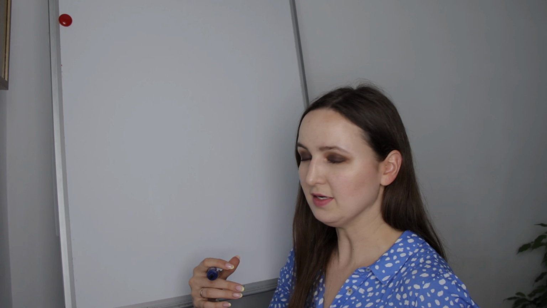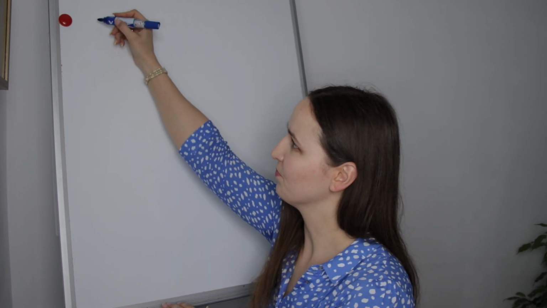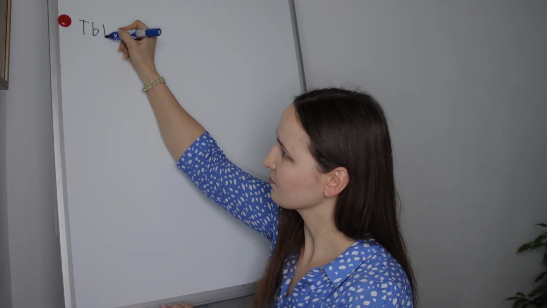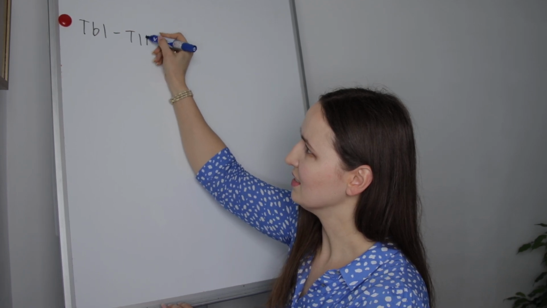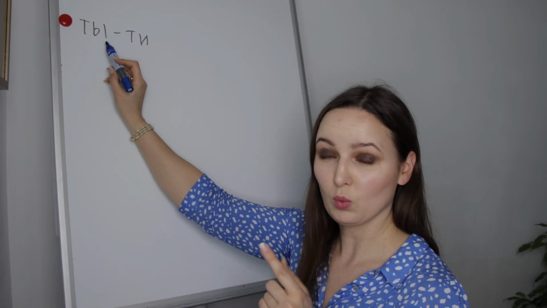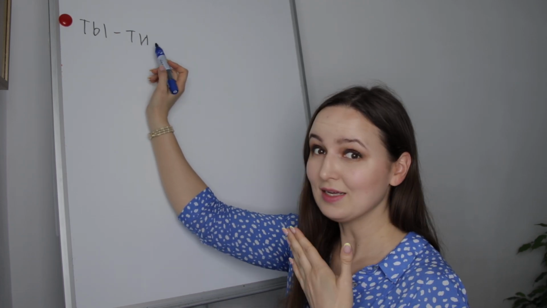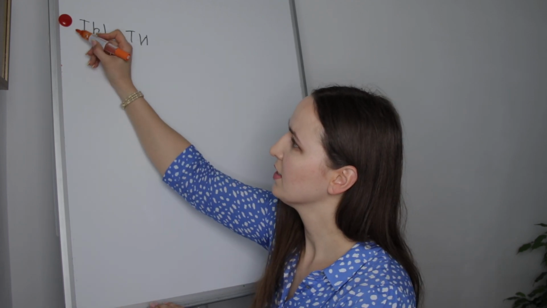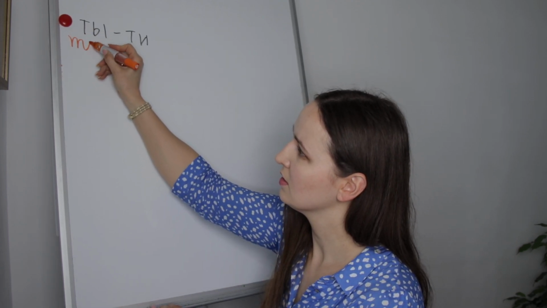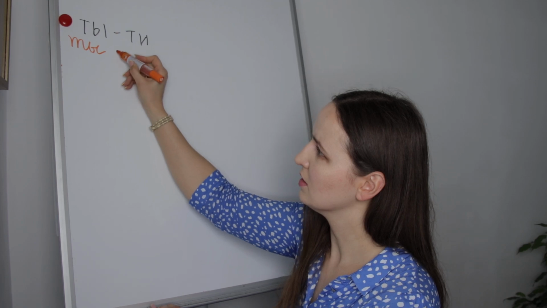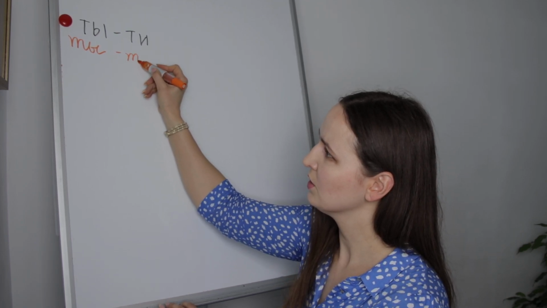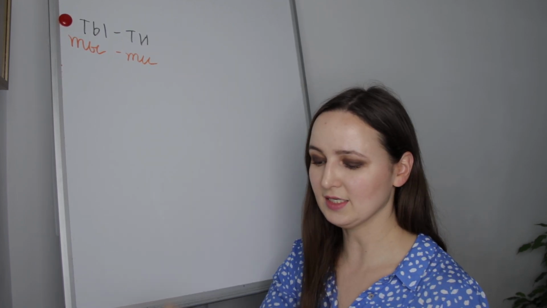So the first pair is ты, ти. Ты, ти. Ты, ти. Now let's write it cursive. Ты and ти, like this.